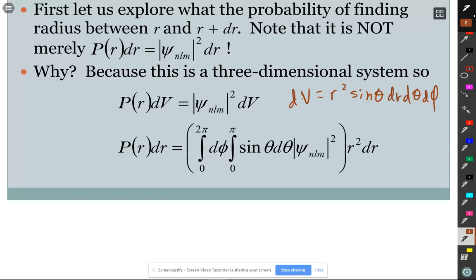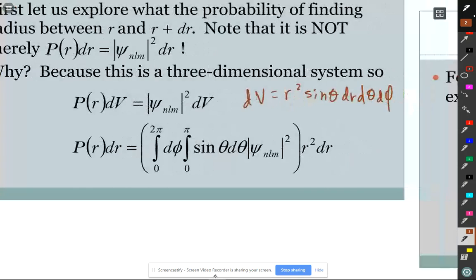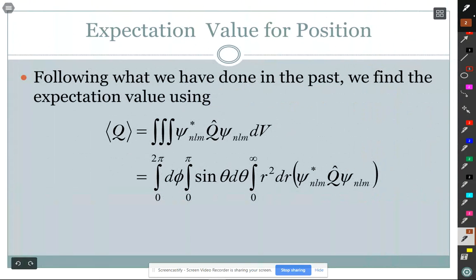So it's a little more complicated, right? And so that's why things look different when we were looking at Orbitron, the radial solution versus the probability of finding the electron at some radius r.